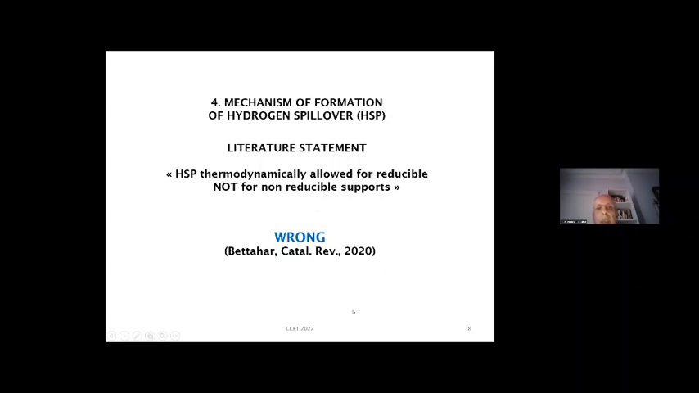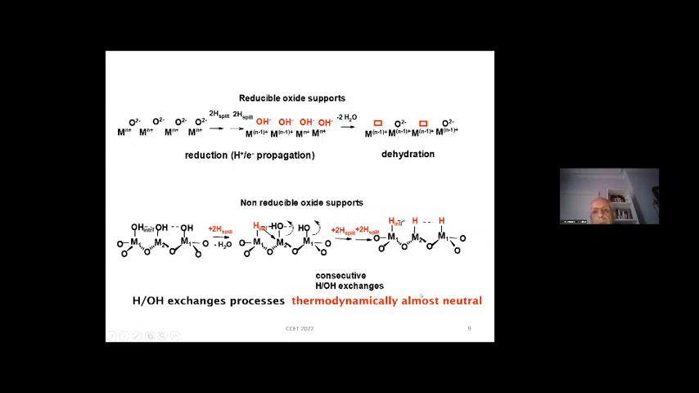Now, what is the mechanism of formation of hydrogen spillover? The literature statement is that hydrogen spillover is thermodynamically allowed for reducible oxides, but not for non-reducible oxides. This is wrong, and we have established this previously in a review. The mechanism for a reducible oxide support is, as I said before, the reduction of the support and its fast propagation all over the support, far from the metal particles, forming the receiving site for hydrogen after dehydrogenation.